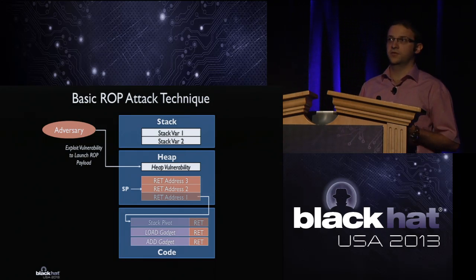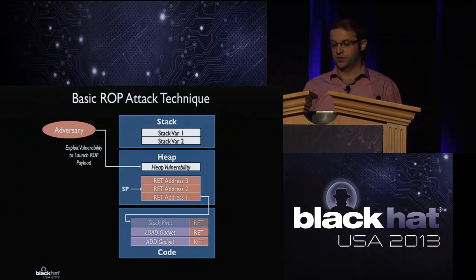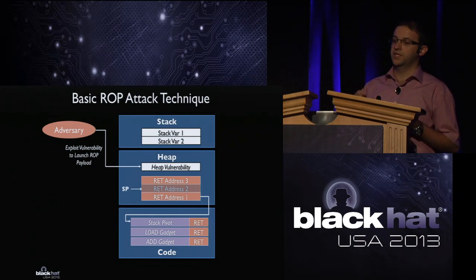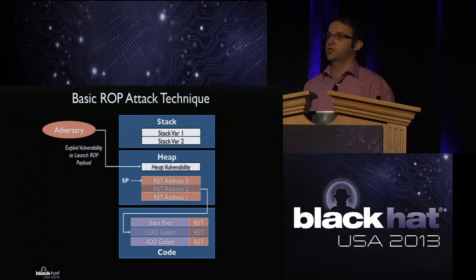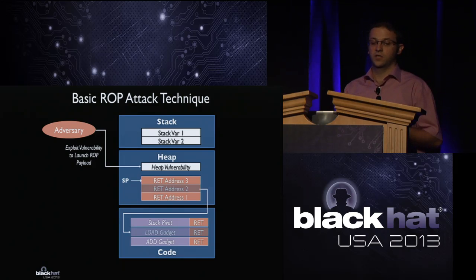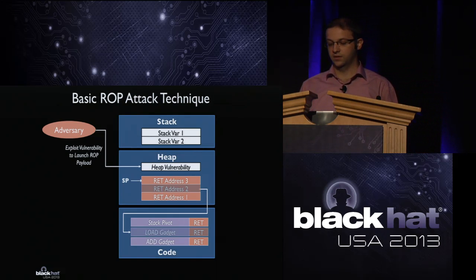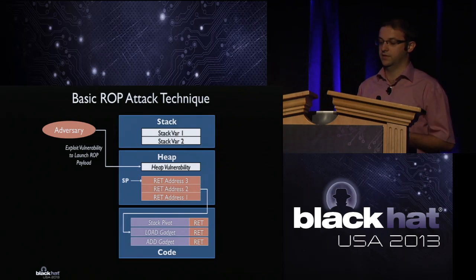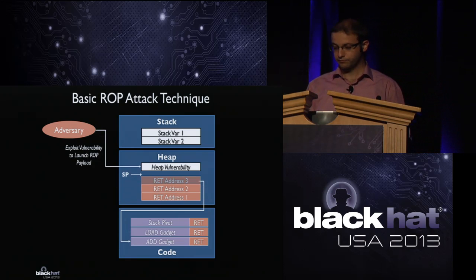Once the final return instruction is issued by the stack pivot gadget, then we pop return address 2 from the stack and redirect the execution to the next gadget in our chain, which is the load gadget. And automatically the return instruction advances the stack pointer by 4 bytes. And an attacker can now repeat this procedure as long as he desires. For instance, after the load gadget has been executed, the return instruction would redirect the execution to the final gadget, which is the add gadget in this example.